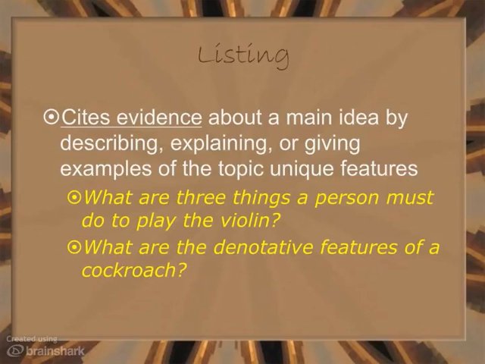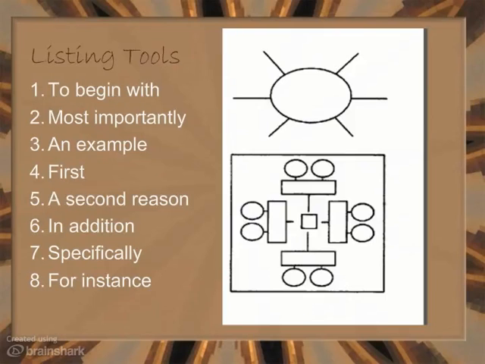If I asked you to list the denotative features of a cockroach, you could tell me that it's black or brown, nocturnal, and spends most of its time near water. Next, you want to figure out the transition words. Here are 8 possible words that could be for listing. Choose several of them to write down.